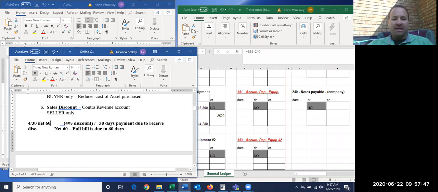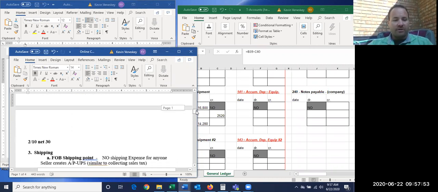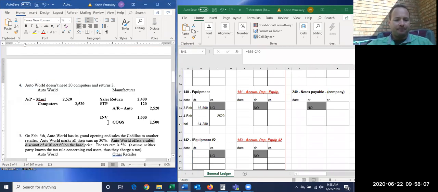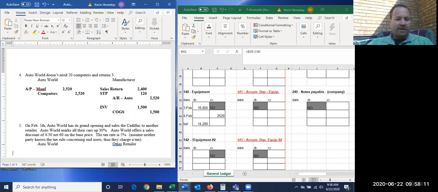Now, those numbers can be anything that the seller chooses. They don't have to do anything. They could make it whatever. So another one could be 2/10 net 30. If you pay within 10 days, you get a 2% discount. Otherwise, your full bill is due in 30 days. That's what this is saying. Okay, let's start working this one out.